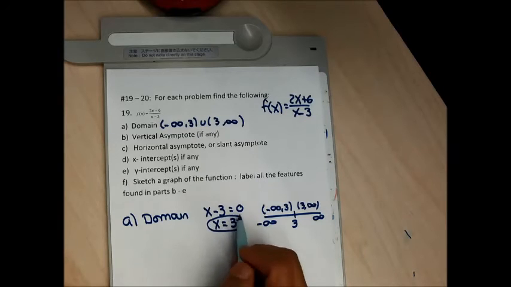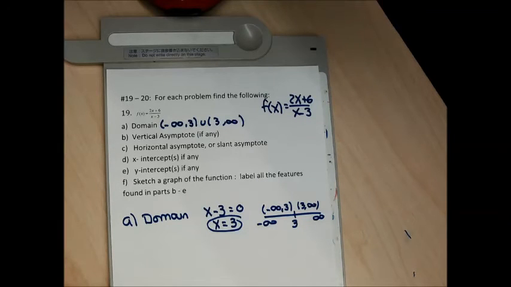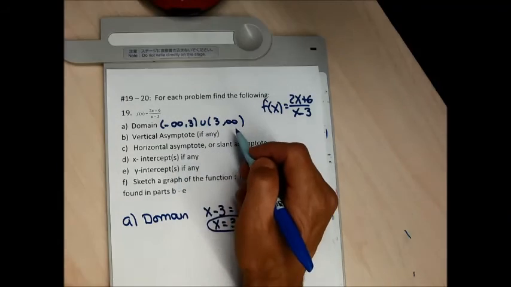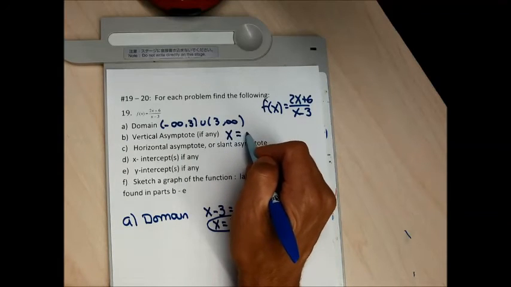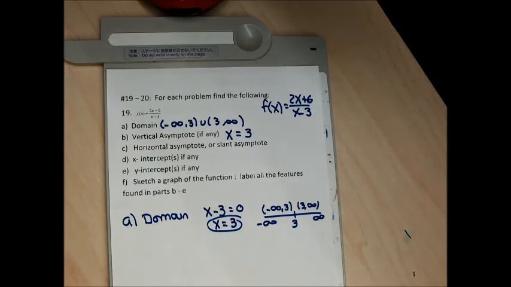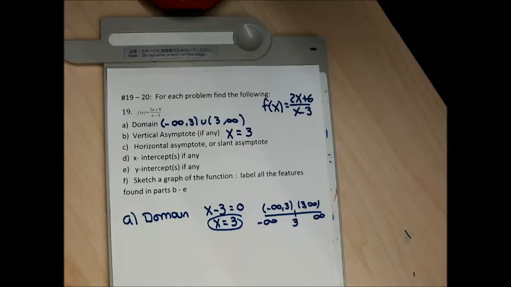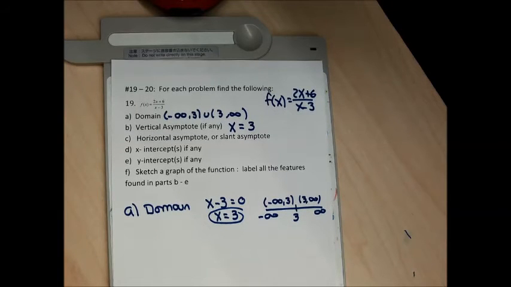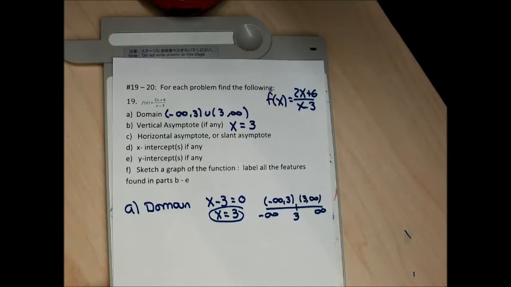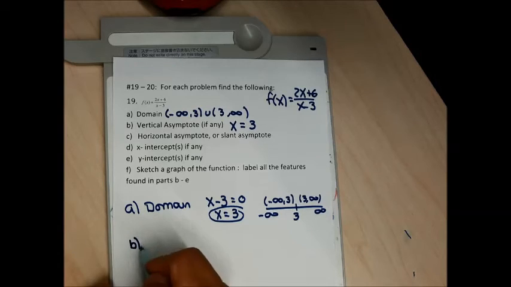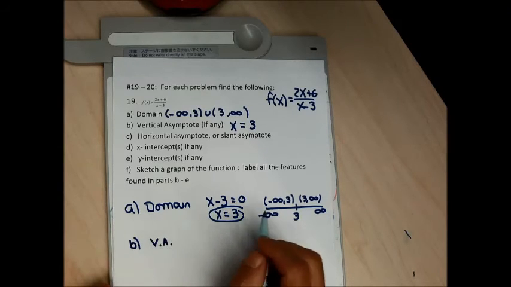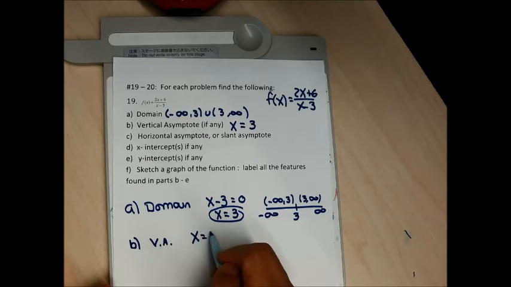The algebra for finding the domain gives you the vertical asymptote for all the problems that we're going to get in our final. So we're going to get x equal to 3. So for part B, there's no extra work. The vertical asymptote just comes out of the work for part A.